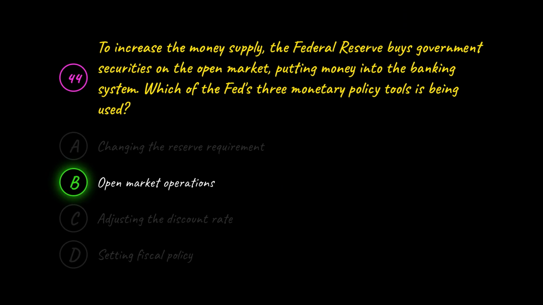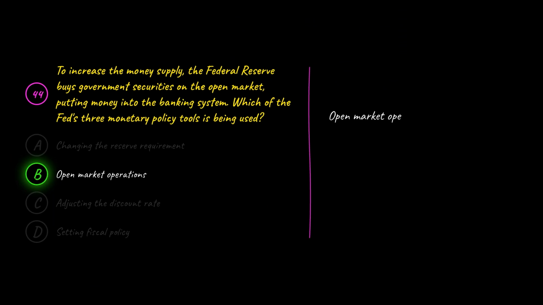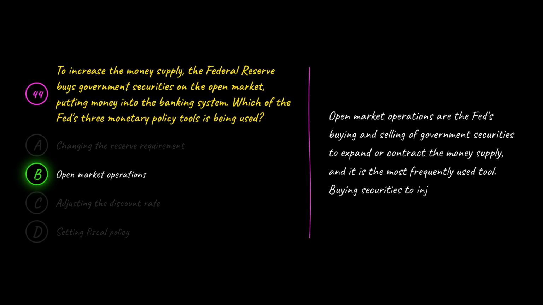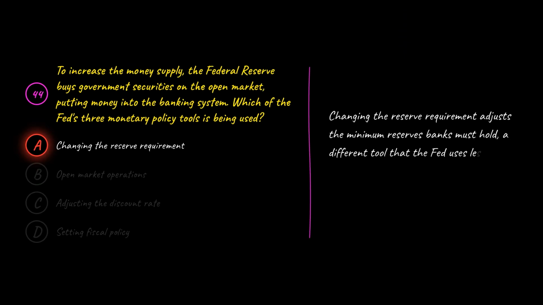The correct answer is B. Open market operations. B is correct because open market operations are the Fed's buying and selling of government securities to expand or contract the money supply, and it is the most frequently used tool. Buying securities to inject money is a direct example of open market operations. A is wrong because changing the reserve requirement adjusts the minimum reserves banks must hold, a different tool that the Fed uses less often. The action described is the purchase of securities, which is open market operations.